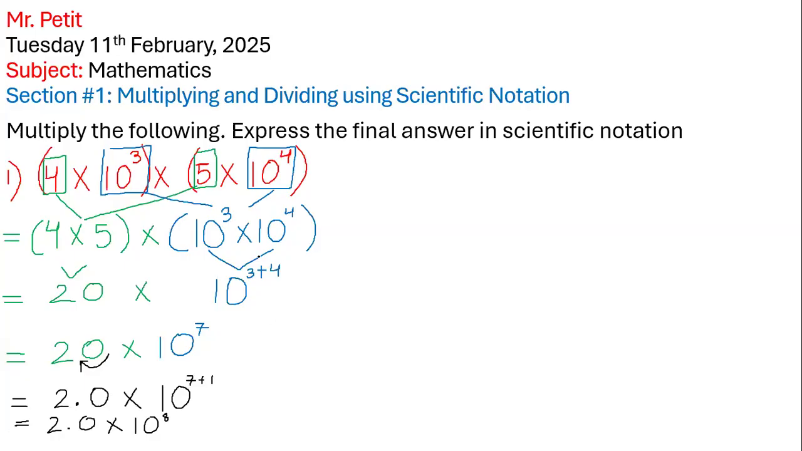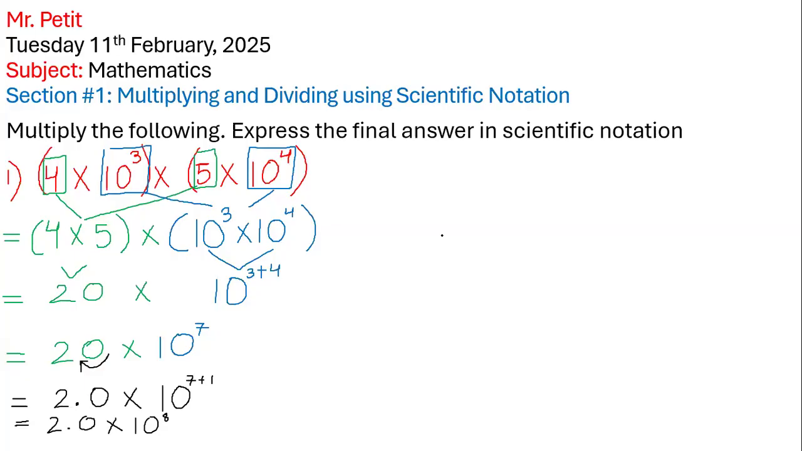All right. Let me know about the decimal point. Yeah, we got that because we moved the decimal point once to the right. Sorry, once to the left. And the consequence of doing that is we have to add 1 to the 7. Let me know if you understand this, please. I understand it. Mr. Petit, so if you were to move to the right, you would minus 1. That's correct. If I had moved to the right, I would minus 1.